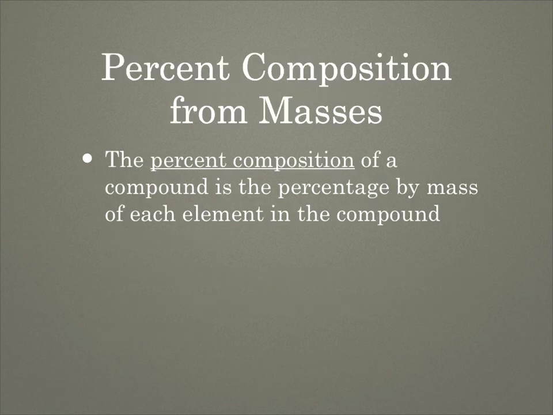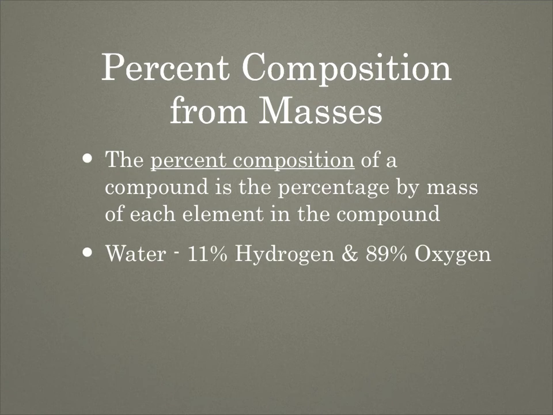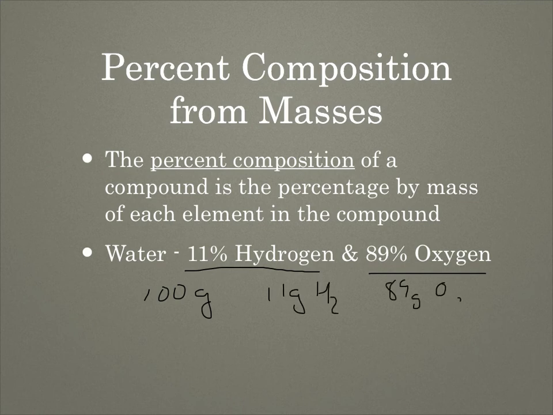Okay, so first of all, let's talk about what percent mass or percent composition is. When we're talking about percent composition, we simply mean what's the percentage by mass of each element. So if we're talking about water, for instance, water by mass is 11% hydrogen, 89% oxygen. So if you had 100 grams of water, you'd have 11 grams of hydrogen and 89 grams of oxygen. Okay. Now, notice that that's different. It's H2O, so there's more hydrogen by atoms, but not by mass.